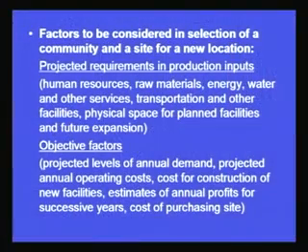Now what are these factors? These factors, just again let us see: human resources, raw materials, energy, water and other services, transportation and other facilities, physical space for planned facility and future expansion. So now we have to see that this is the requirement, this is what we are going to produce, and we need so much area for this particular plant. Maybe that may run into acres of land, that may run into hectares of land. So we have to identify that area, that this is the area that would be required.